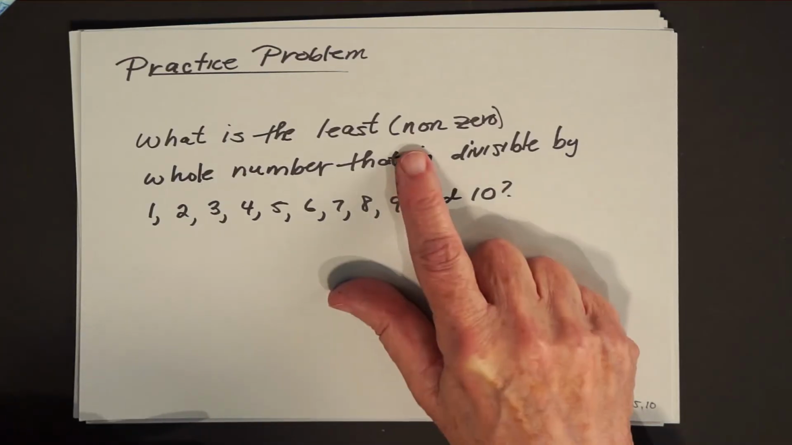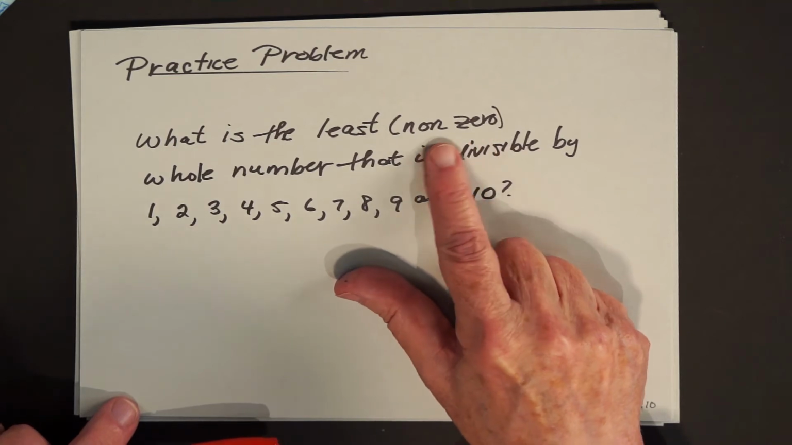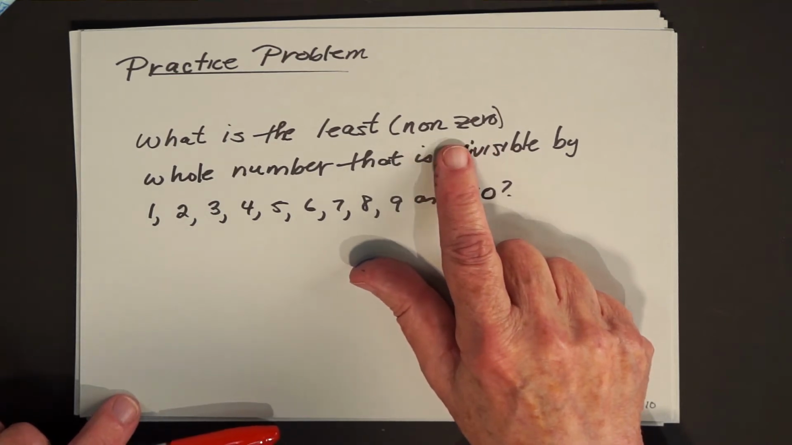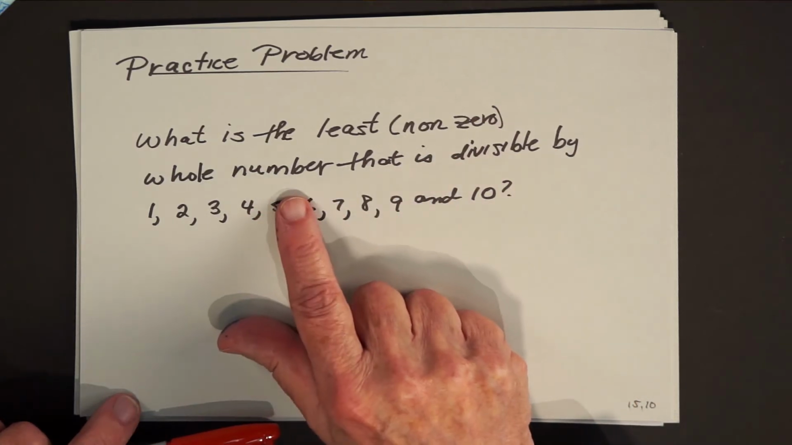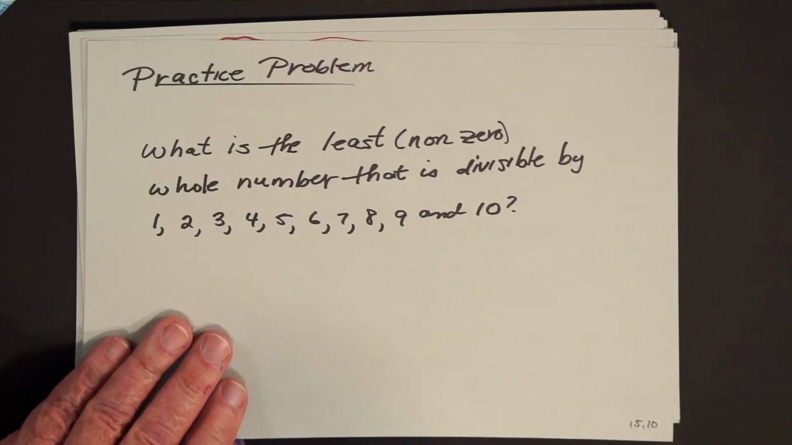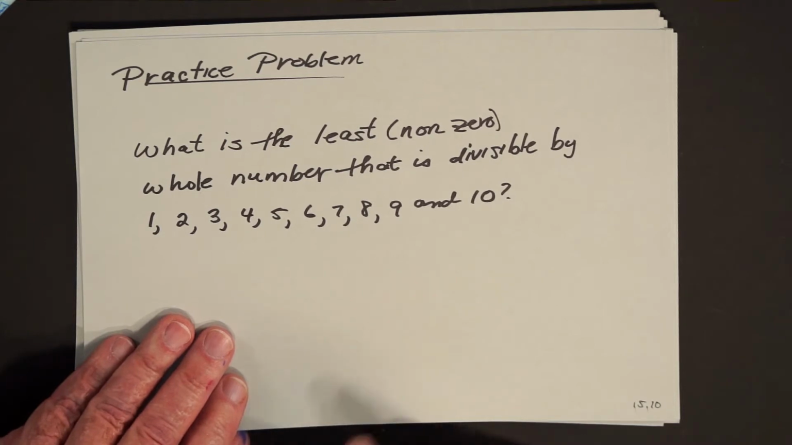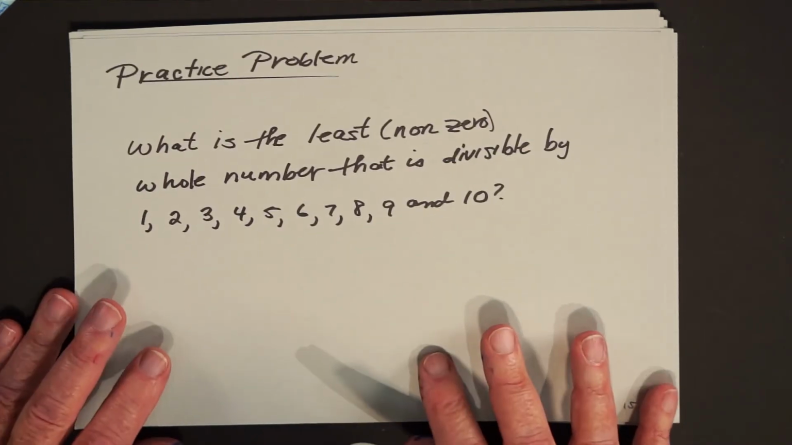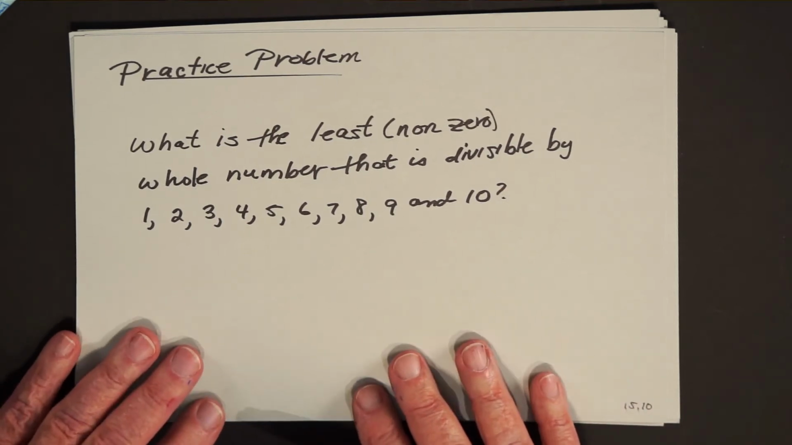So I will usually emphasize, just to remind you, that when we're talking about the whole numbers, we mean whole numbers starting with 1, which we sometimes call the natural numbers. So what is the least whole number that is divisible by 1, 2, 3, 4, 5, 6, 7, 8, 9, and 10? Pause the video here. See if you can come up with the answer. Whether you can or you can't, come back, resume watching, and listen to my comments, okay?